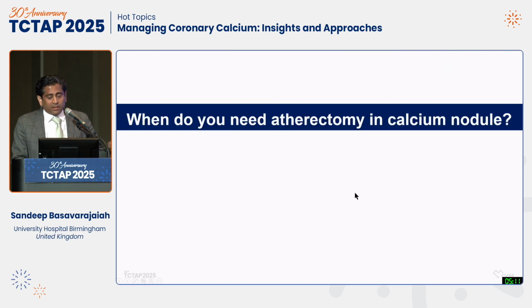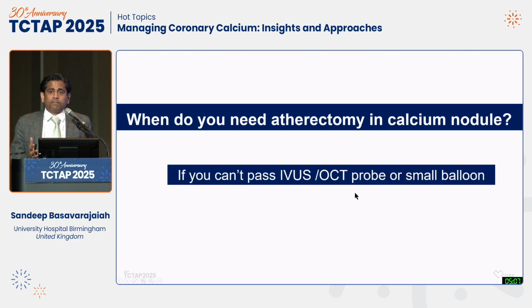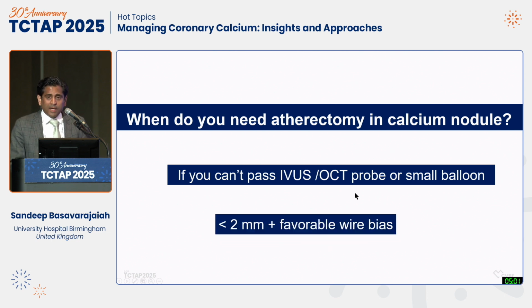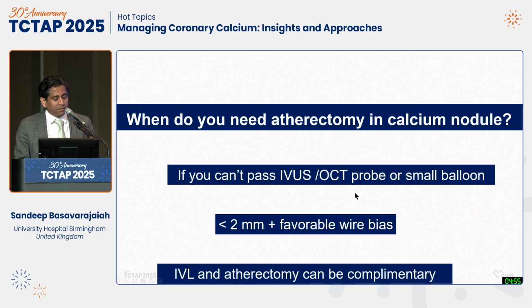So when do you need atherectomy in calcified nodule? Obviously, the commonest reason is that if you can't pass any IVUS or OCT probe or even a small balloon, you have no choice. You have to rotablate. But for me, if the lumen is less than 2 millimeters and if I have a favorable bias, I use rotational atherectomy because I feel it complements IVL technology, because atherectomy is a debulking tool, whereas IVL is more like a cracking tool, so they can be complementary to each other.